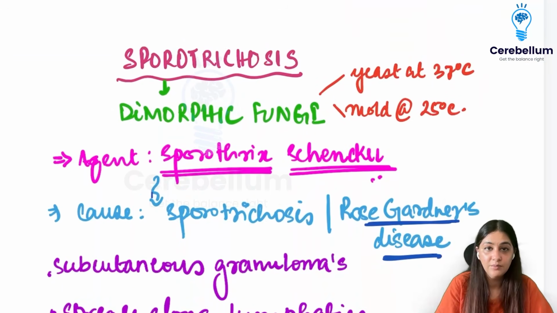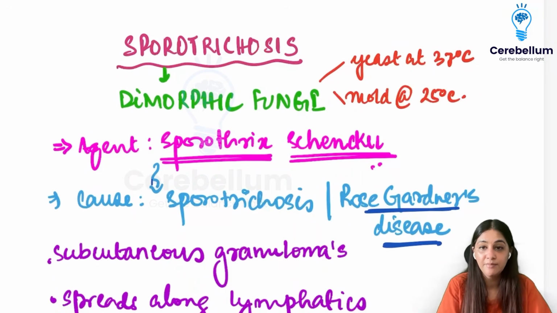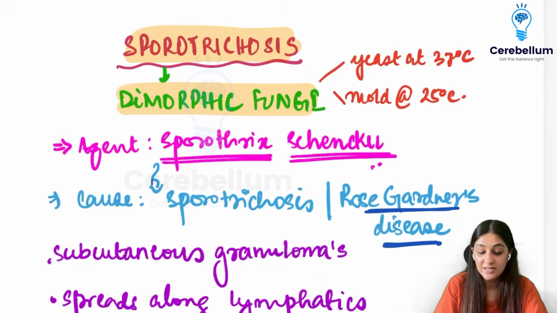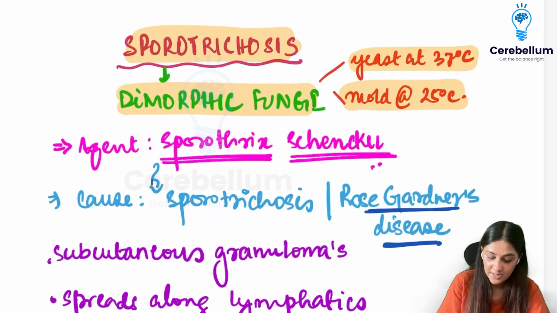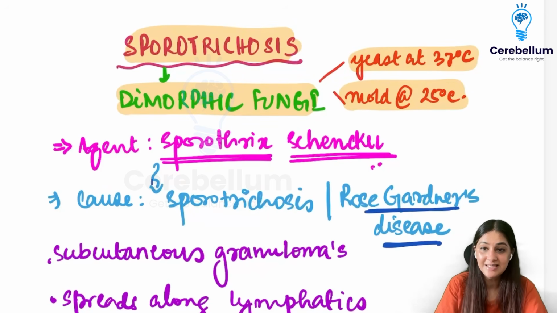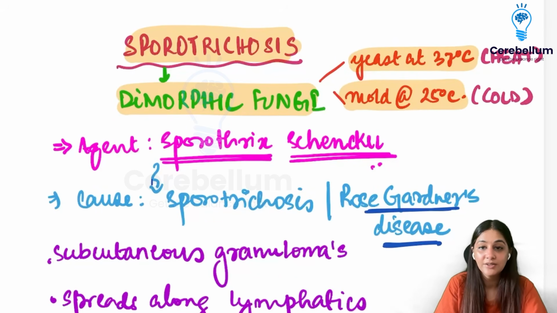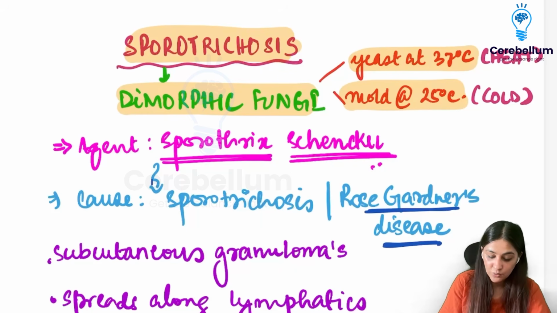On to the last one, which is your sporotrichosis. Now, remember, I told you that sporotrichosis is also a dimorphic fungi. So, dimorphic fungi are those that are going to be yeast at 37 and mold at 25. And how will you remember it? Yeast at heat and mold at cold, because 37 degrees Celsius is a heated temperature, 25 degrees Celsius is a cold temperature.